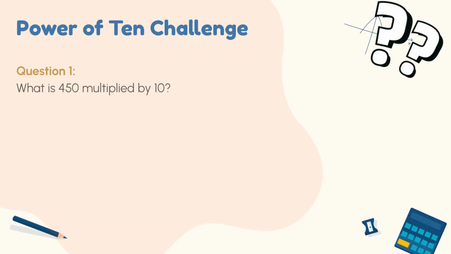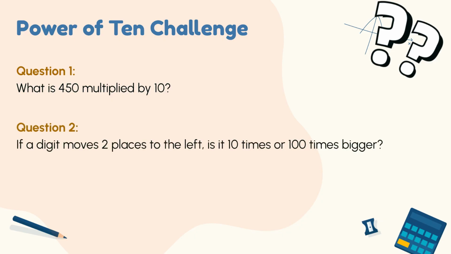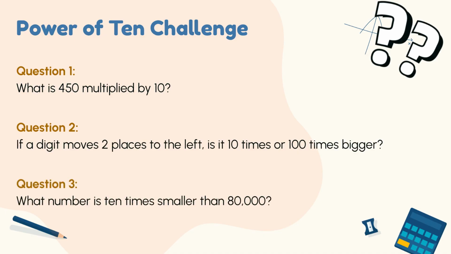Final challenge time. Question 1. What is 450 multiplied by 10? Question 2. If a digit moves 2 places to the left, is it 10 or 100 times bigger? Question 3. What number is 10 times smaller than 80,000? Check the next scene for answers.